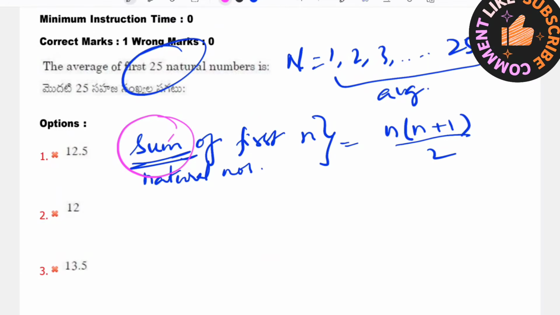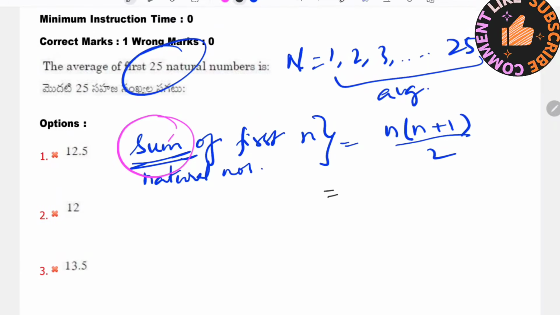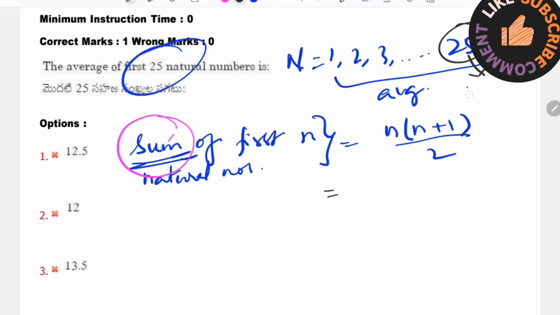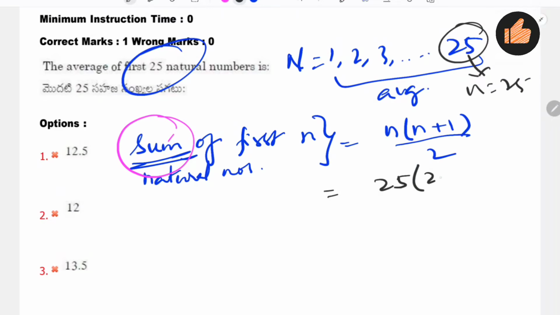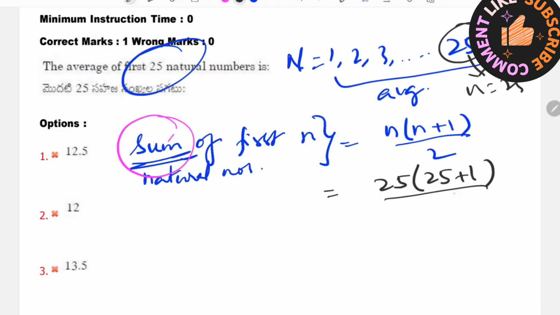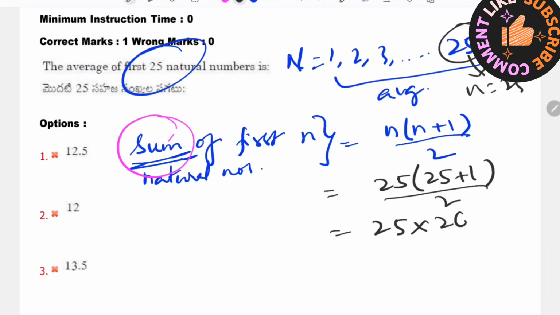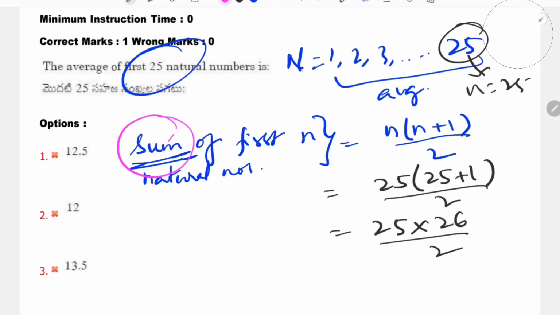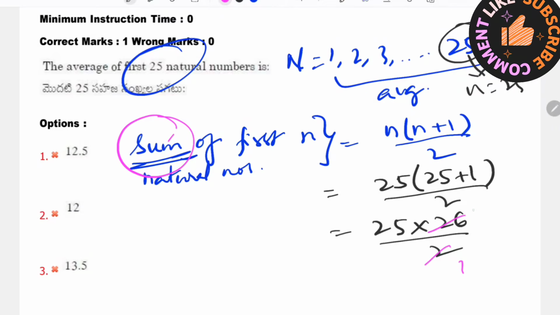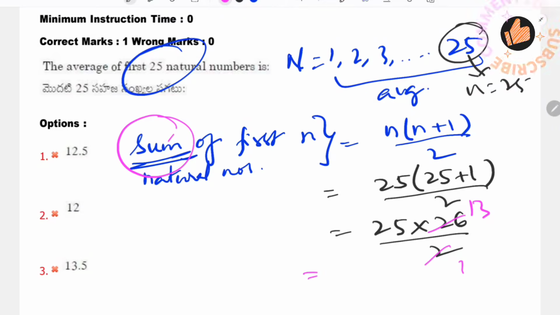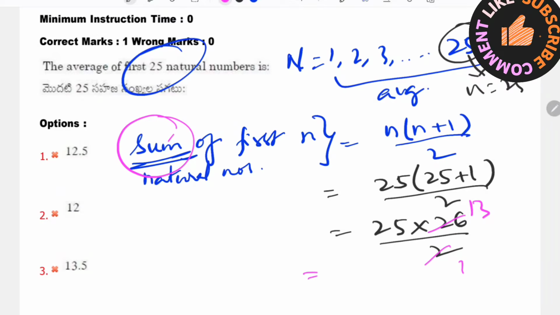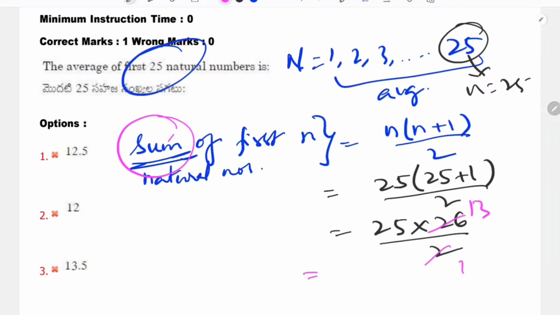Average means one more step you have to do. So here n means how many numbers are there? 25. So n is equal to 25. So in place of n, write 25 in the bracket. 25 into (25 plus 1) divided by 2. 25 plus 1 means 26, divided by 2. So now what we will do? 2 ones are 2, 2 13s are 26. So 25 into 13. 25 tens are 250 plus 75, 325.